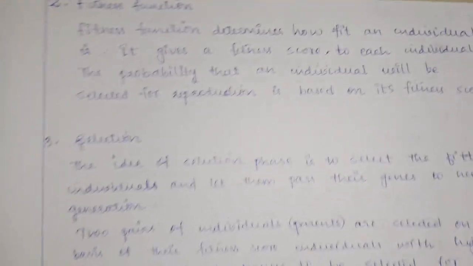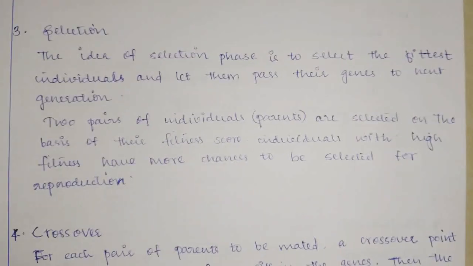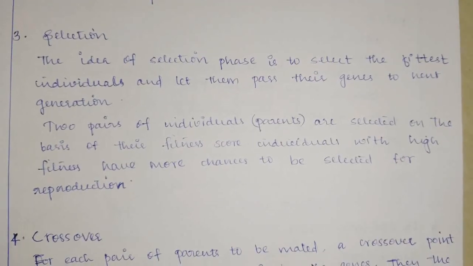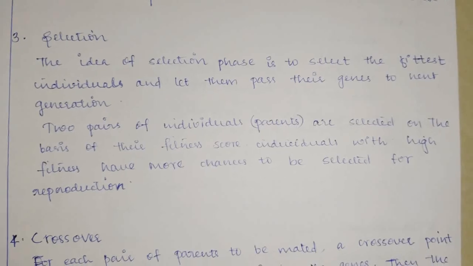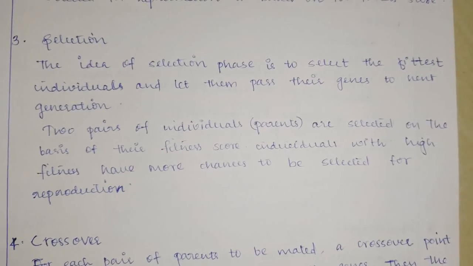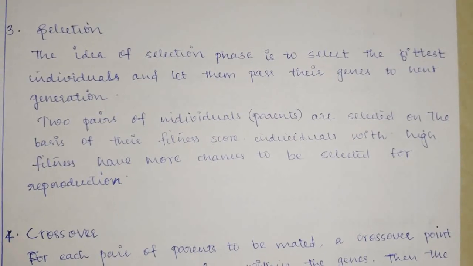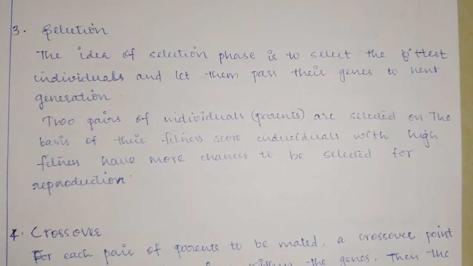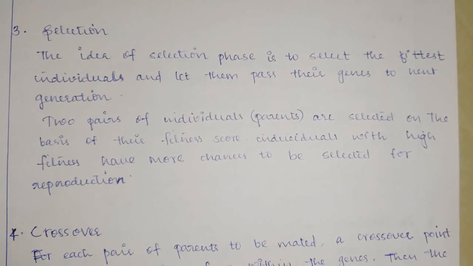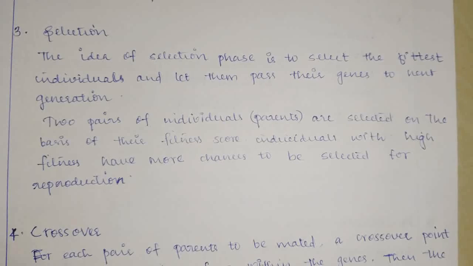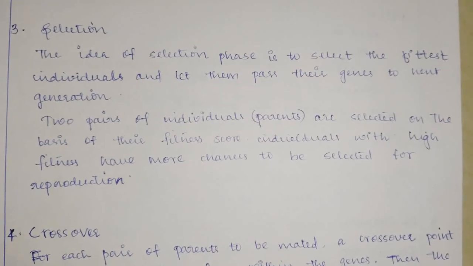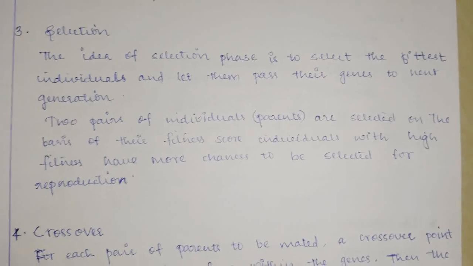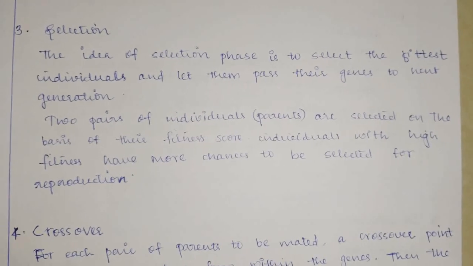Next, we have the selection phase. The idea of the selection phase is to select the fittest individuals and let them pass their genes to the next generation. Pairs of individuals, that is parents, are selected on the basis of fitness score, and individuals with high fitness have more chance of being selected for the next generation.